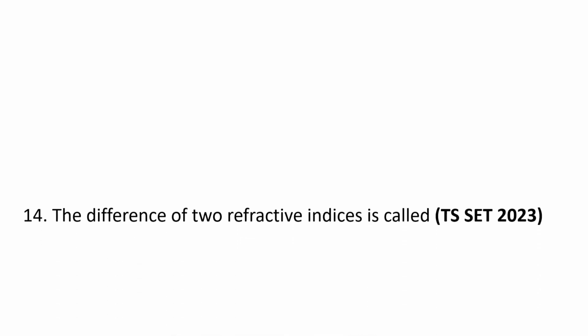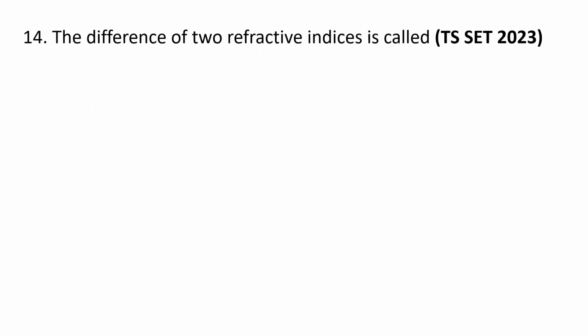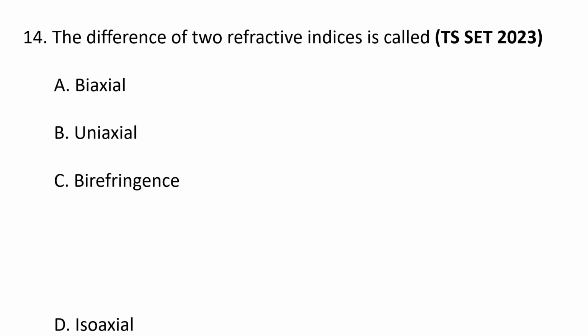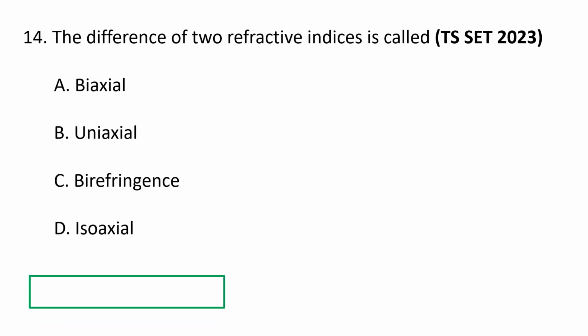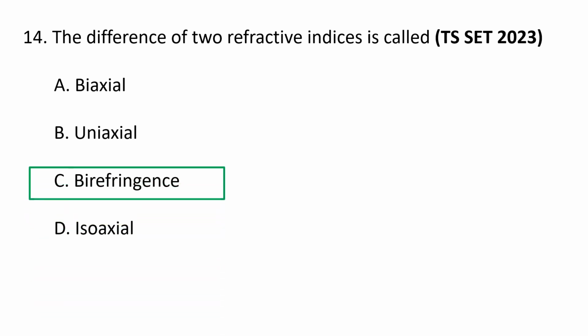Next question. The difference of two refractive indices is called, this is a very simple question, A. Biaxial, B. Uniaxial, C. Birefringence, D. Isoaxial. So birefringence is the difference of two refractive indices. That's why C is the correct answer.